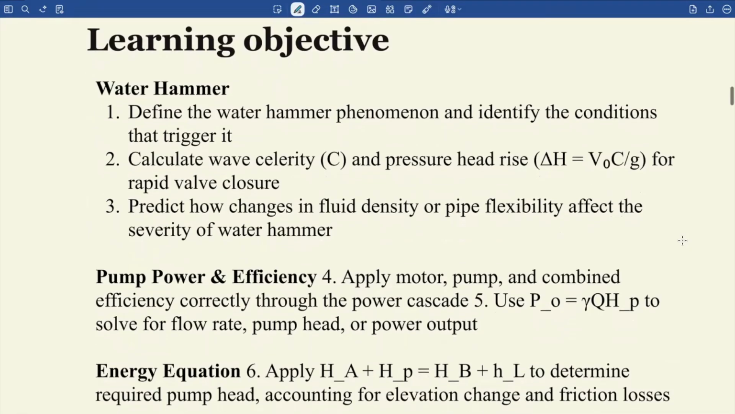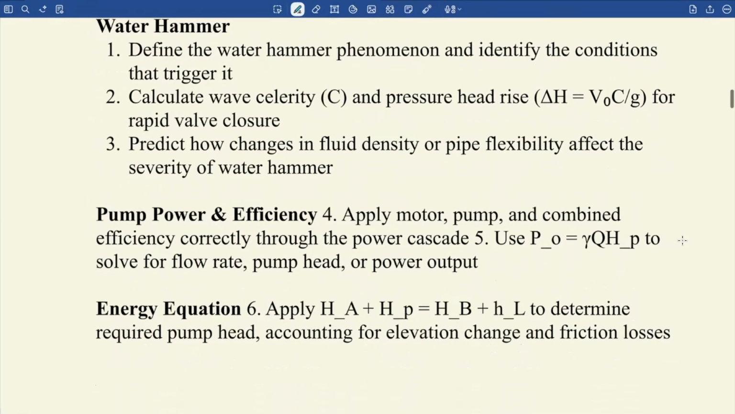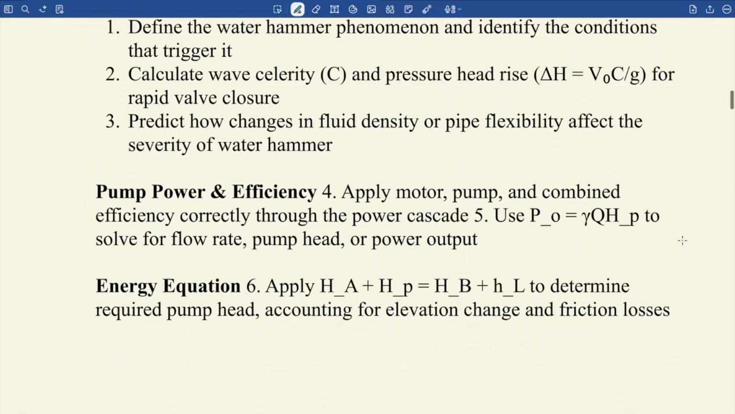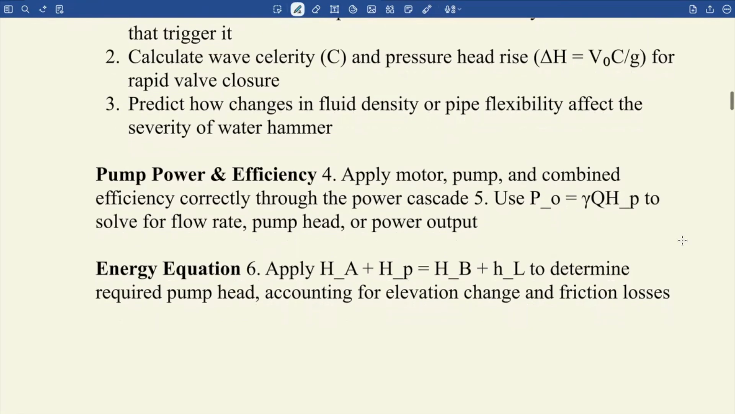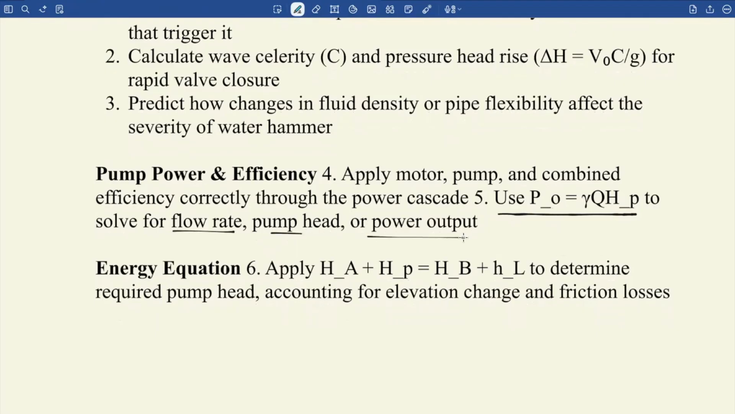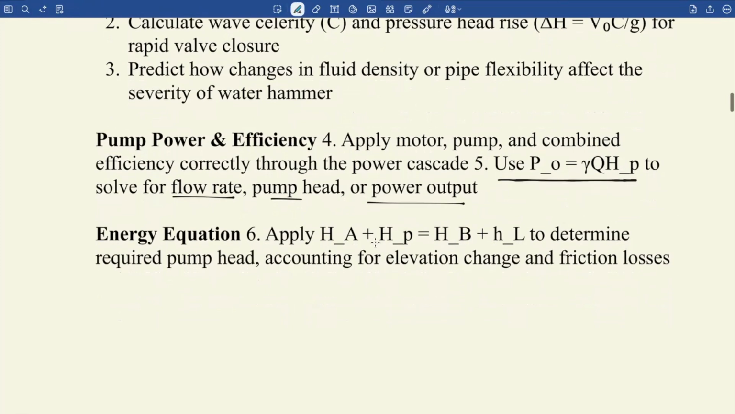And I will also define the water hammer phenomenon, and we will go through the problems related to pump power and efficiency, where we will apply motor, pump, and combined efficiency accurately through the power cascade. We will use this formula for solving the flow rate, pump head, and power output as well. And we will also utilize the energy equation.